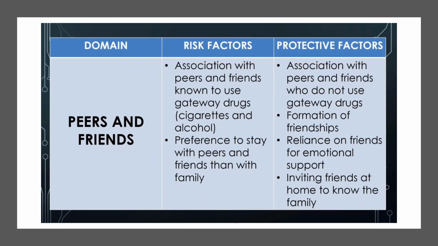Next domain is peers and friends. The risk factors are association with peers and friends known to use gateway drugs. When we say gateway drugs, these are the cigarettes and alcohol, and preference to stay with peers and friends than with family. For the protective factors, we have association with peers and friends who do not use gateway drugs, formation of friendships, reliance on friends for emotional support, and inviting friends at home to know the family.